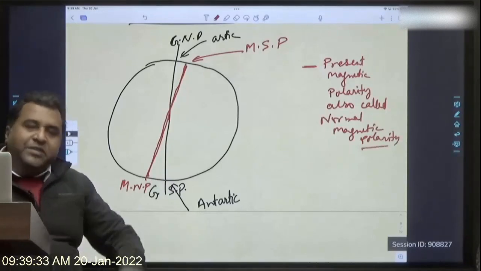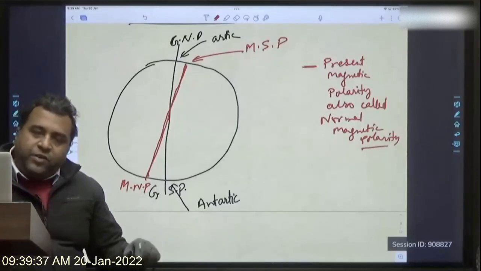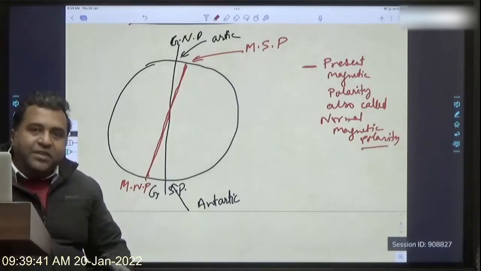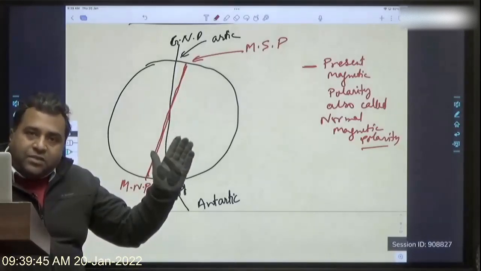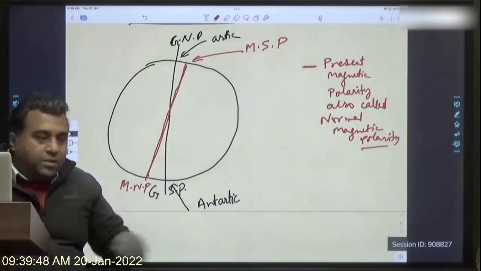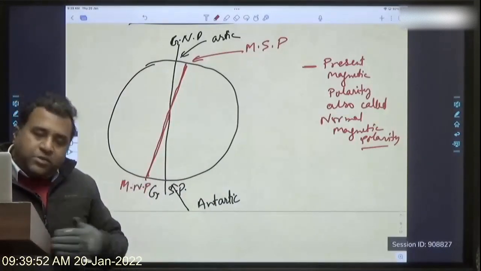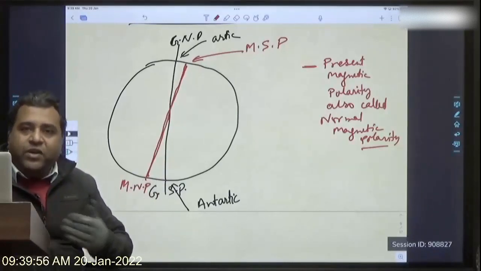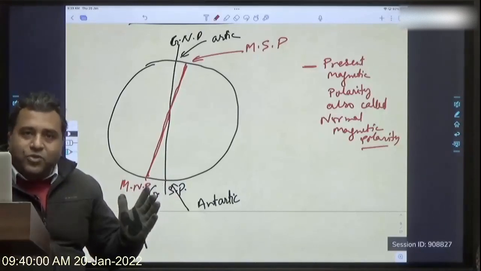Just because presently we have this, therefore we are calling it normal. There is no other logic. We could have called it reverse also, but then the previous one we would have to call normal. So we call this present magnetic polarity of the earth the normal magnetic polarity, because in our lifetime we are finding this. Whatever we find in our lifetime, we call normal. Is this okay?